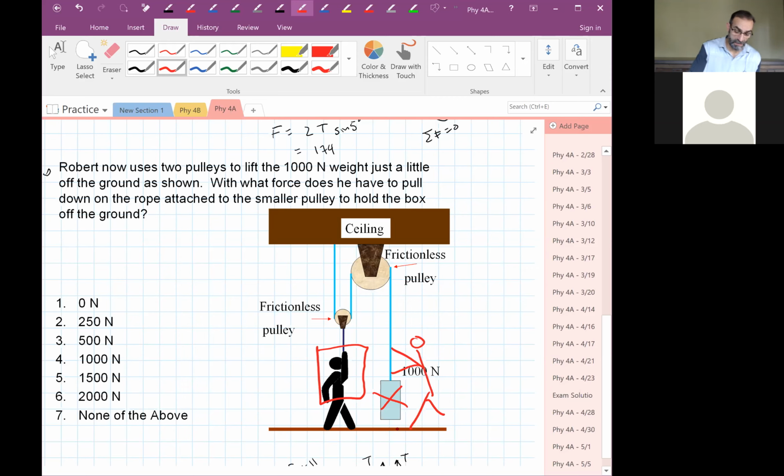And you can tell by counting the strings here, right? So here we're pulling up two times, whatever force the person is pulling on the rope, that's the tension in the rope. You have 2 of them acting on that pulley, pulling it up. So you get mechanical advantage in that case. Okay. So we'll talk more about this when we get to work. Work is force times distance.